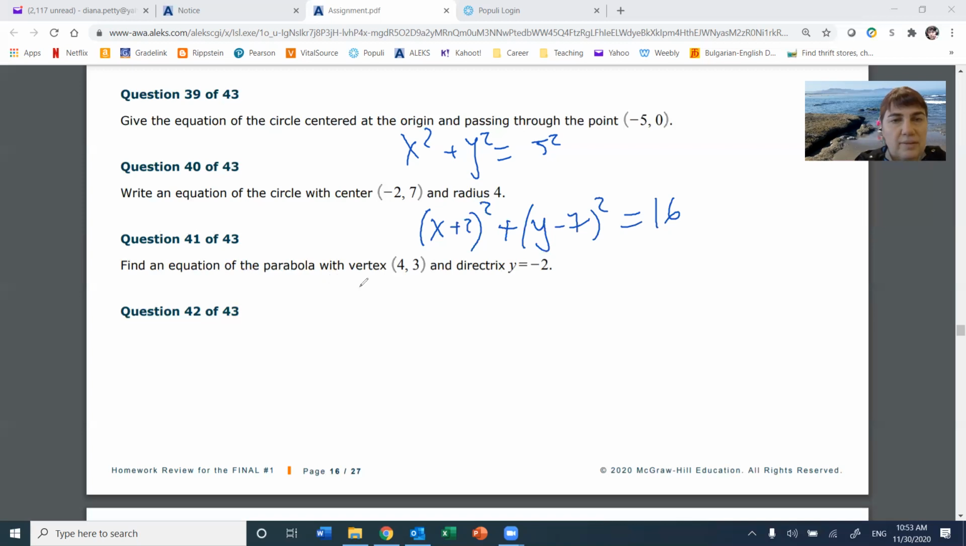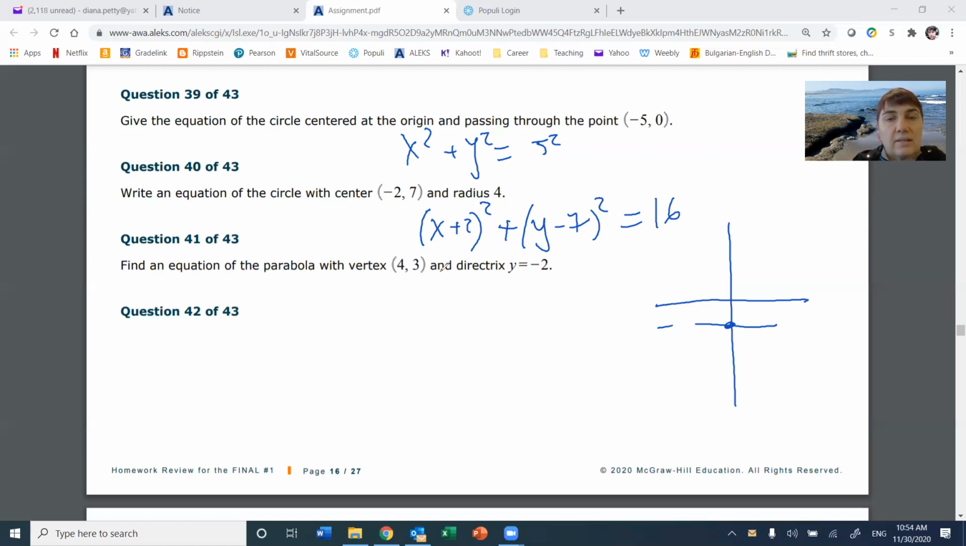The next one, find the equation of the parabola. We didn't say which direction. Oh, directrix is -2. So the only thing we need to figure out is which direction. Are we done with 39 and 40? Yeah. Okay, good. So the directrix is at y equals -2. It's right here. So this means the parabola opens up, right?